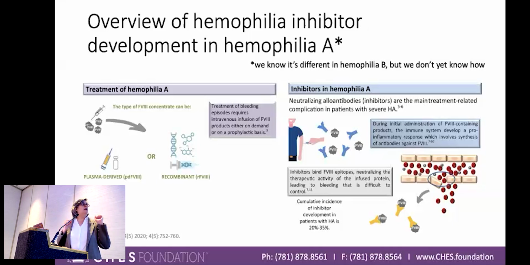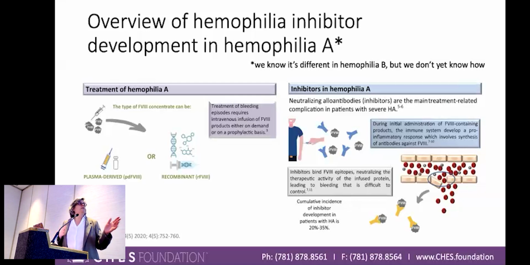I also want to point out that much of what I'm going to present today is in hemophilia A, and a lot of the principles apply to hemophilia B, but we know it's not the same. But I don't have enough data to show you. So one clue that hemophilia A and B inhibitors are not the same is that hemophilia B inhibitors come along with allergic reactions and hemophilia A doesn't.